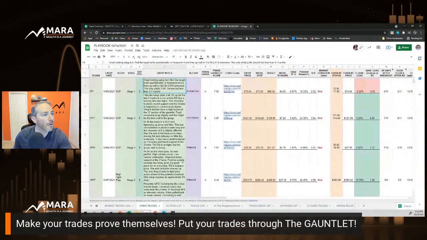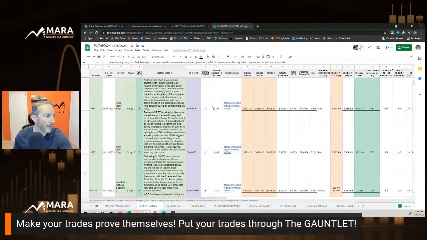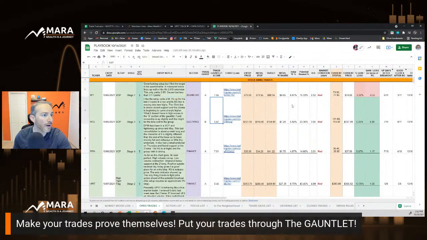8 trades open in total, and 7 out of 8 are winners right now, and the average gauntlet score is about a 7 and change. There's only one trade that is under a 7, which is this one right here, 6.87, which is still a pretty decent score, which is why I opted to take that trade.